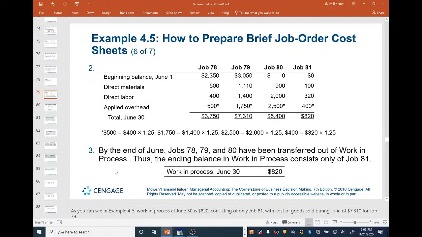Okay, so it says here by the end of June, jobs 78, 79, and 80 have been transferred out of work in process. So the ending balance in work in process consists of only job 81, right? So therefore, work in process June 30th is $820 because that's the only one left in work in process. So that's the total on June 30th at the end of the month. That's what the work in process is going to be because that hasn't been moved out.